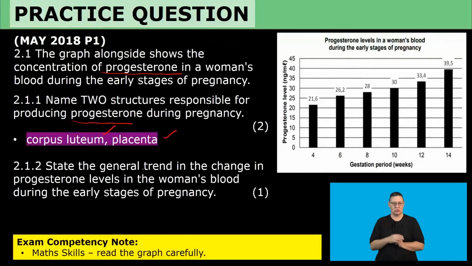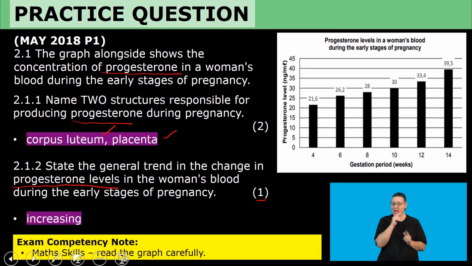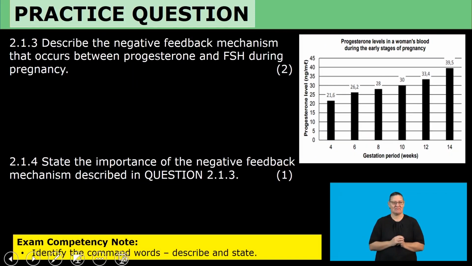2.1.2. State the general trend in the change in progesterone levels in the woman's blood during the early stages of pregnancy. So you are going to state it's only 1 mark. You look at the trend of progesterone levels. When you are given a graph, relate, speak to the graph, interrogate the graph, check the question, see what the question is asking you. And the trend that we see here on the progesterone is increasing. You can see that from this first bar here, there is an increase in progesterone levels. So that is the trend.